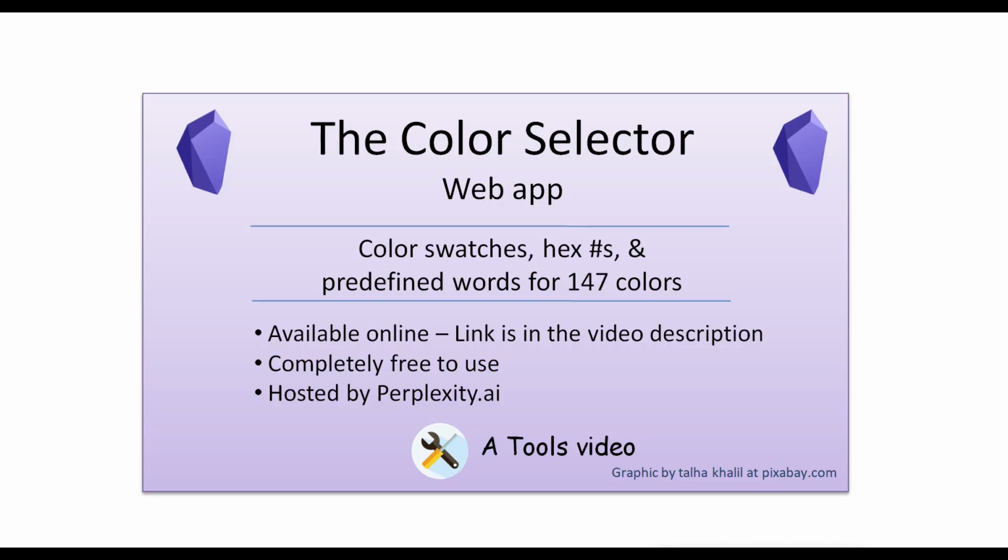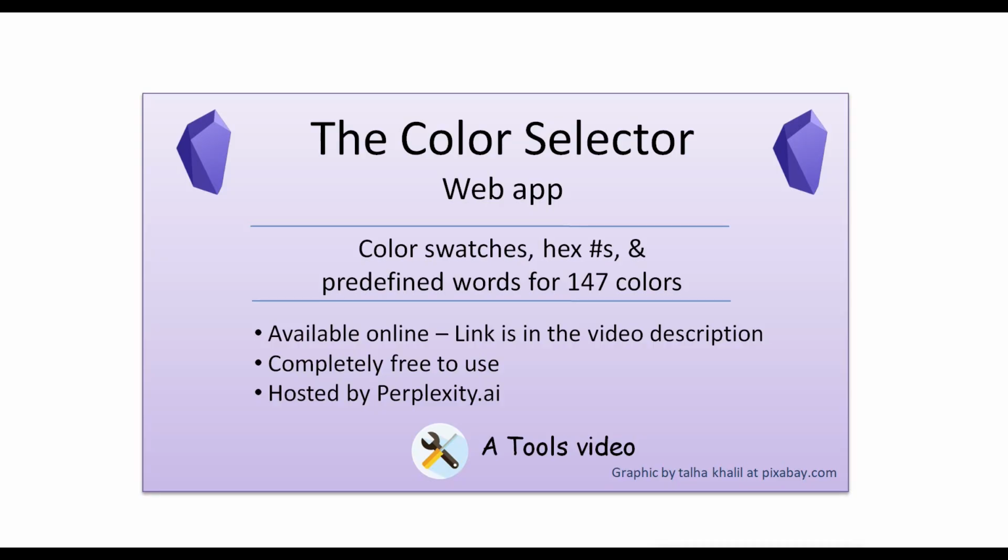The app provides two ways to select colors. First, by a standard color picker, similar to the ones used in graphic software. And second, by providing a listing of 147 predefined colors that offer, for each color, a sample color swatch, the hex number code for the color, and the predefined word for that color. This is the one I use most, as it makes it easy to keep track of which colors I've used so that I can maintain color consistency within my vaults.